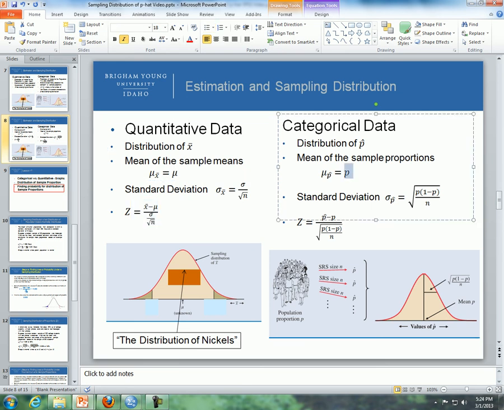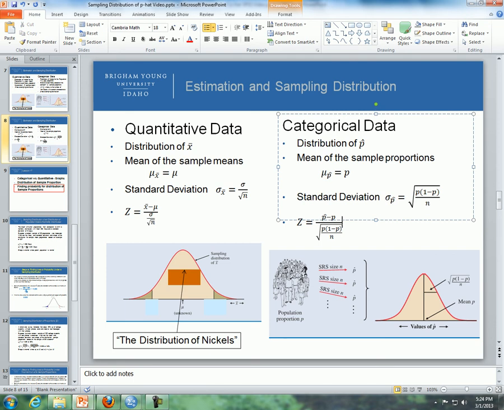Now, going with categorical data, for the distribution of p hat, the mean of the sample proportions is just the population proportion. So similar to what we have over here, where the mean of the means is equal to the population mean, the mean of all sample proportions is just the population proportion. The standard deviation for the distribution of sample proportions is the square root of the population proportion times 1 minus the population proportion, divided by n.